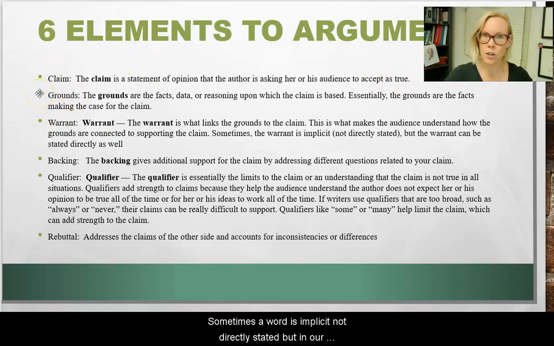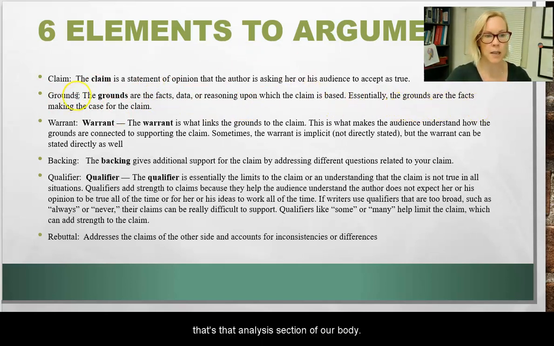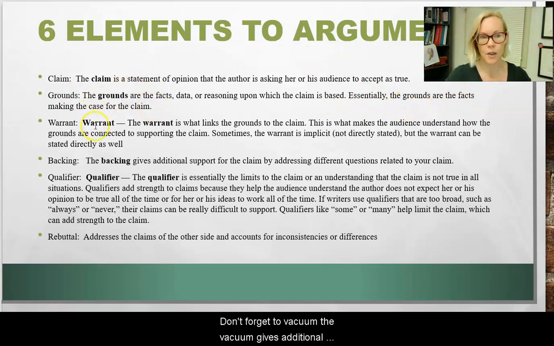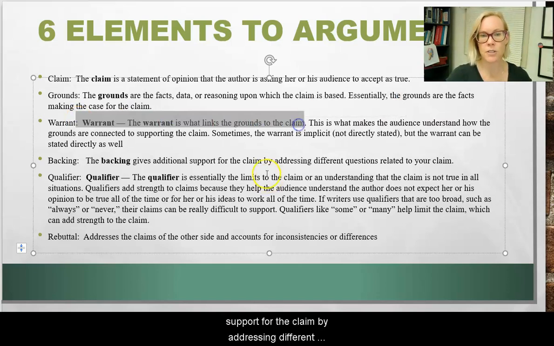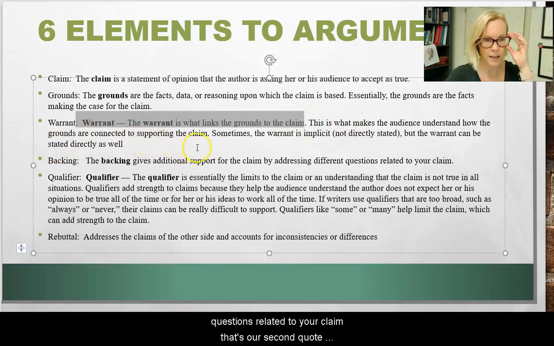Grounds, right, those are our quotes. The grounds are the facts, data, or reasoning upon which the claim is based. Essentially, the grounds are the facts making the case for the claim. The warrant is what links the grounds to the claim. This is what makes the audience understand how the grounds are connected to supporting the claim.